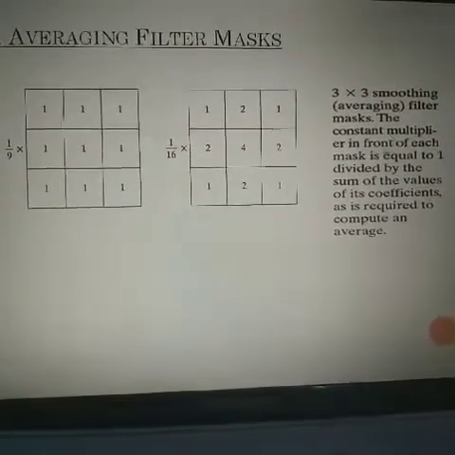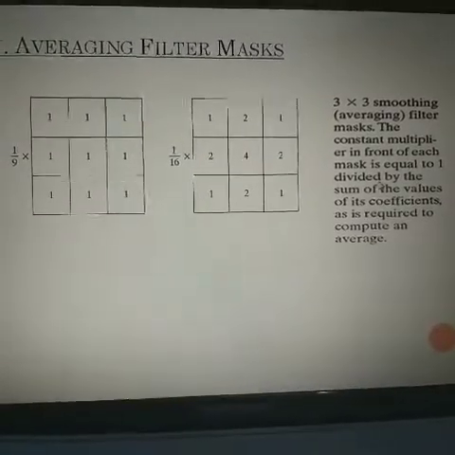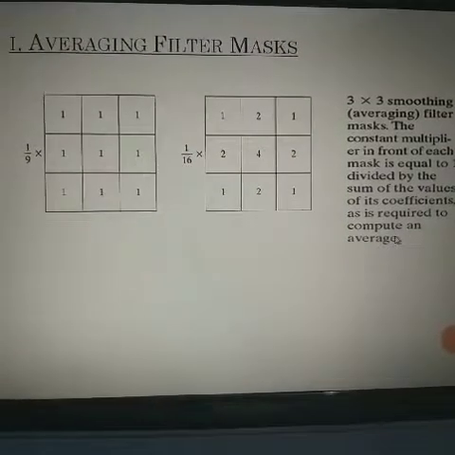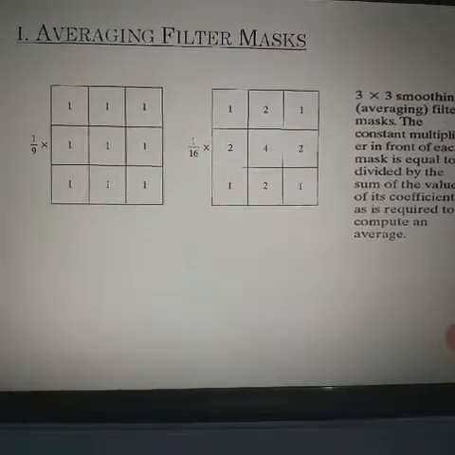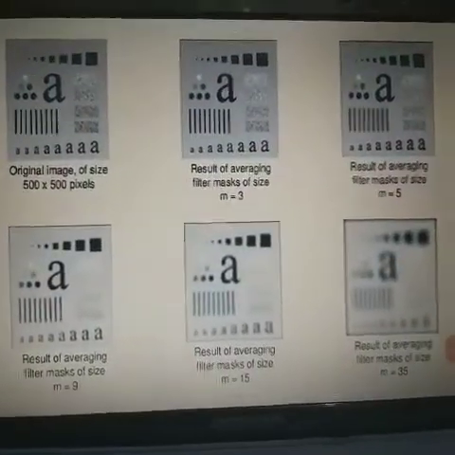The constant multiplier in front of each mask is equal to 1 divided by the sum of the values of its coefficients, as is required to compute an average. So whatever the number of values is, we divide by it. So this is the example.